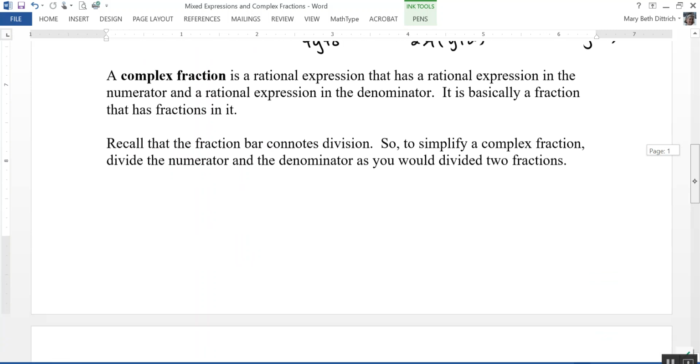A complex fraction is a rational expression that has a rational expression in the numerator and a rational expression in the denominator. It is basically a fraction that has fractions within it. The numerator is a fraction, the denominator is a fraction. Recall that a fraction bar means division. So to simplify a complex fraction, we're simply going to divide the numerator and the denominator as you would divide two fractions.